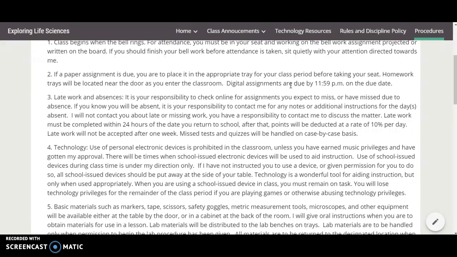Number 2, if a paper assignment is due, you are to place it in the appropriate tray for your class period before taking your seat. Homework trays will be located near the door as you enter the classroom, and digital assignments will be due at 11:59 on their due date.